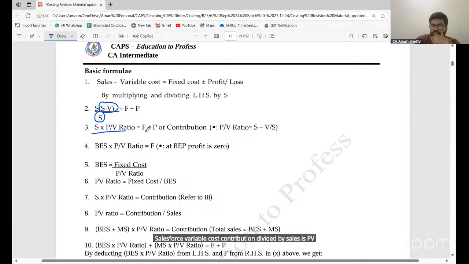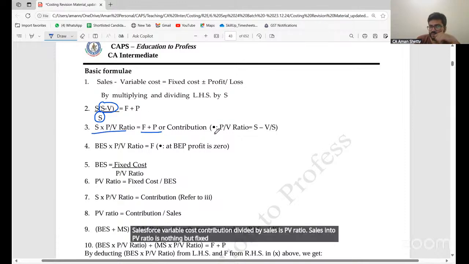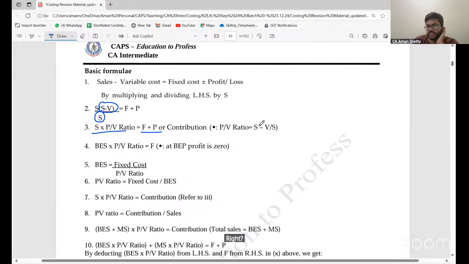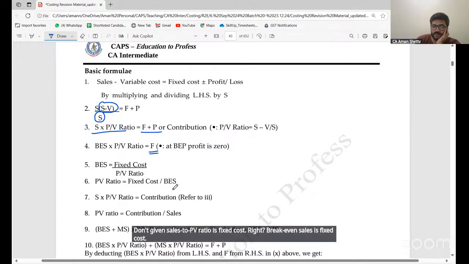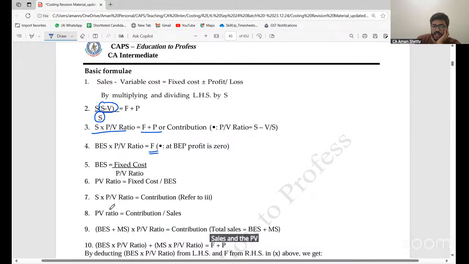Sales into PV ratio is nothing but fixed cost plus profit, or contribution, right? Therefore, PV ratio is nothing but (sales minus variable cost) by sales. Break-even sales into PV ratio is fixed cost, right? Break-even sales is fixed cost by PV ratio. PV ratio is equal to fixed cost by break-even sales. Sales into PV ratio is contribution. PV ratio is equal to contribution by sales.